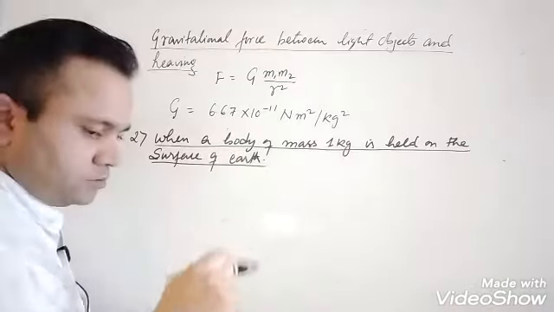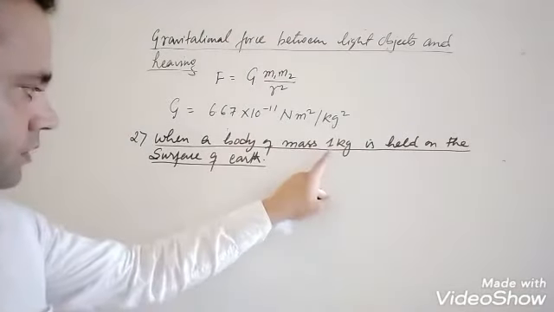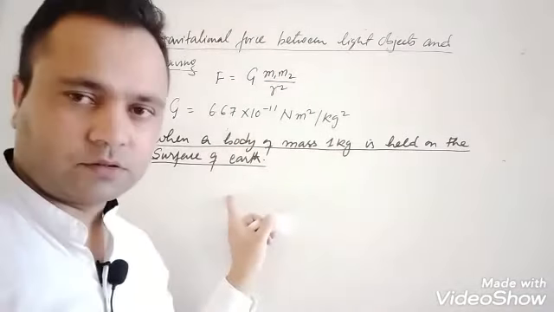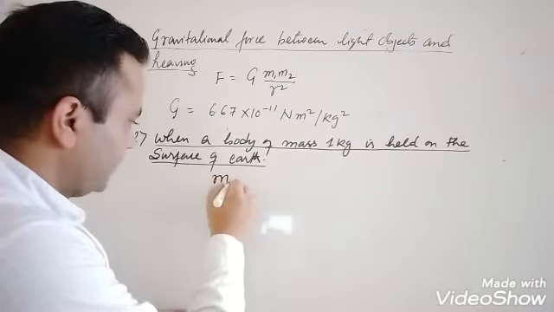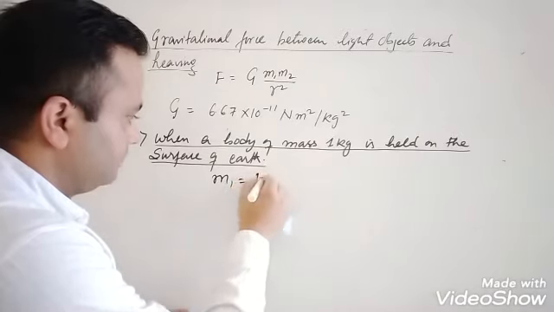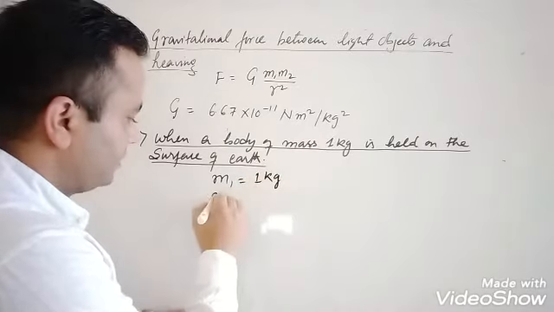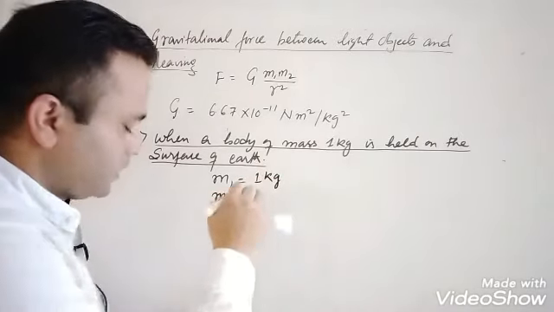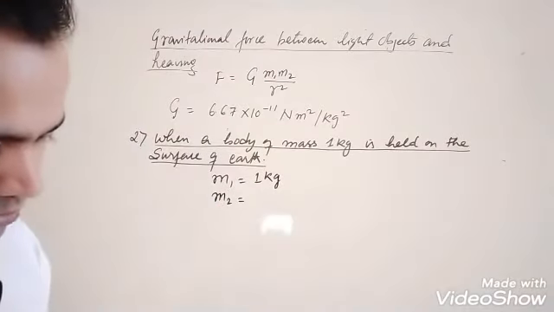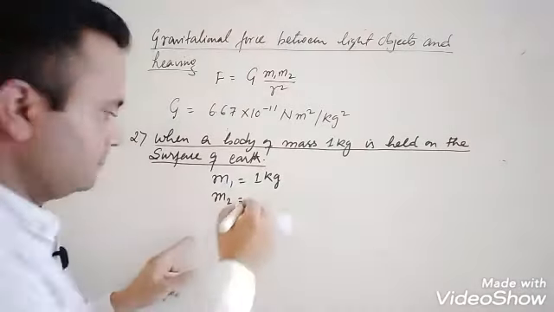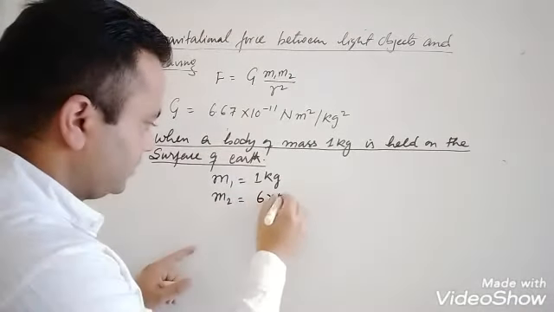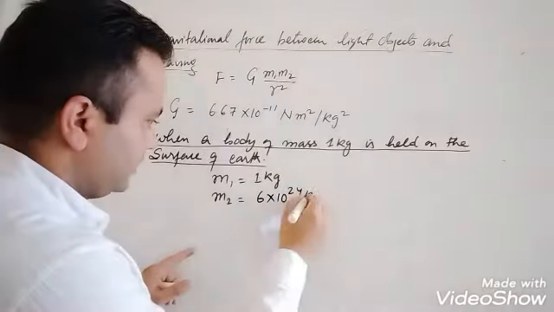There are two masses. One is this 1 kg mass, and the other is the mass of Earth. So we can write m1 equals 1 kg. The mass of Earth is considered as m2, which is 6 into 10 to the power 24 kg.